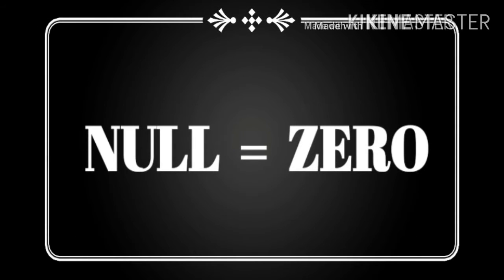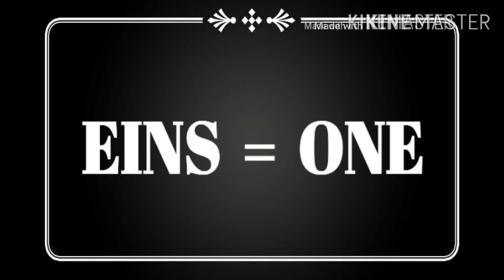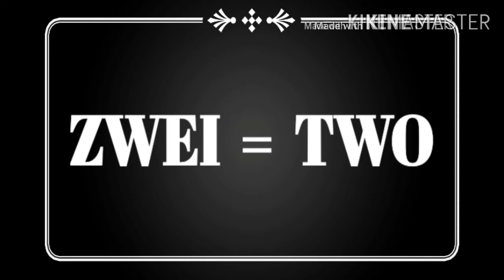Null is 0 and its pronunciation is null. EINS is 1 and its pronunciation is eens. ZWEI is 2 and its pronunciation is zwei.